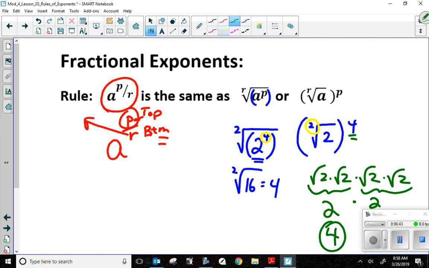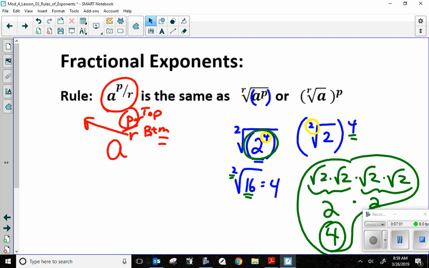Honestly, I do whatever's easier first. This seems like it would be a lot harder to do. If I know that this is 16, I could take the square root of 16. It works out nice. I could do either one first. Do whichever one makes it easier first. And sometimes you just need to know your perfect squares and your perfect cubes to know which way would be easier.